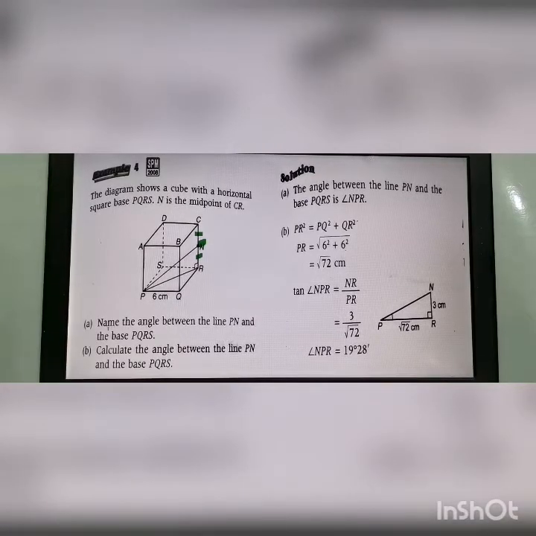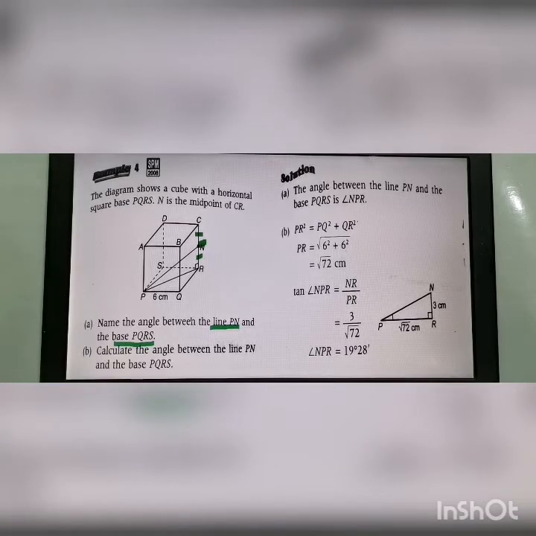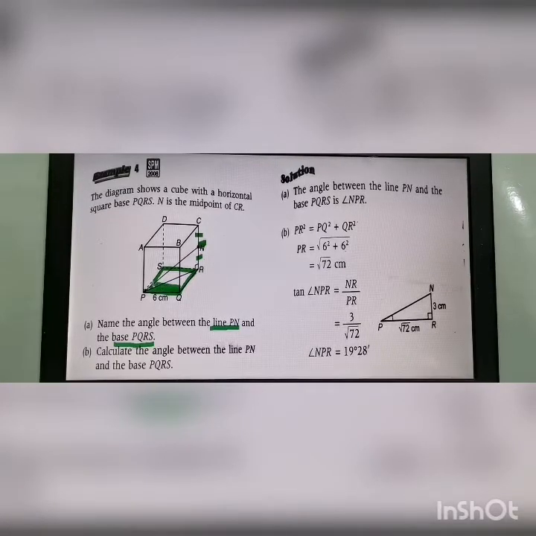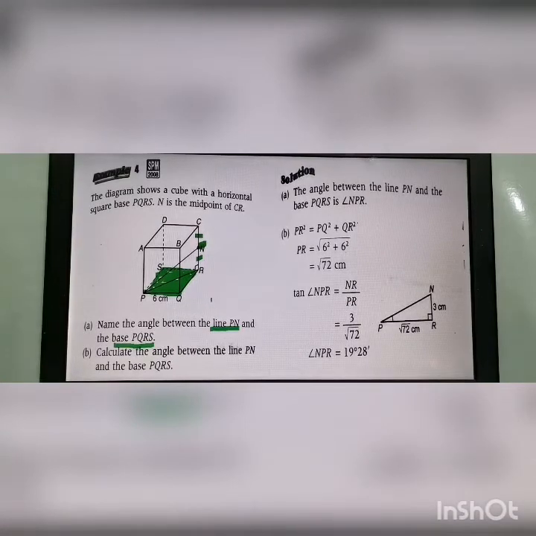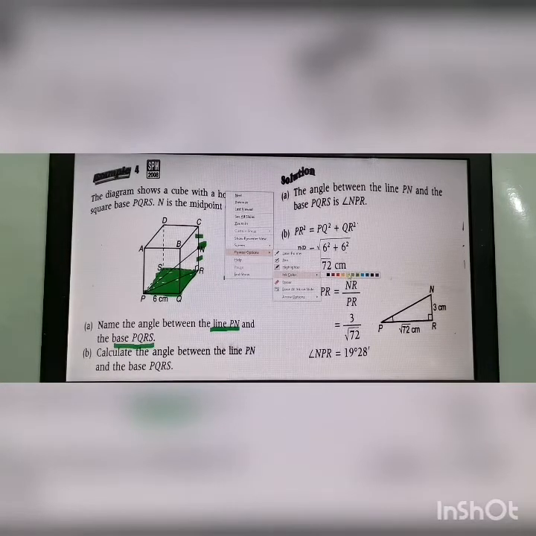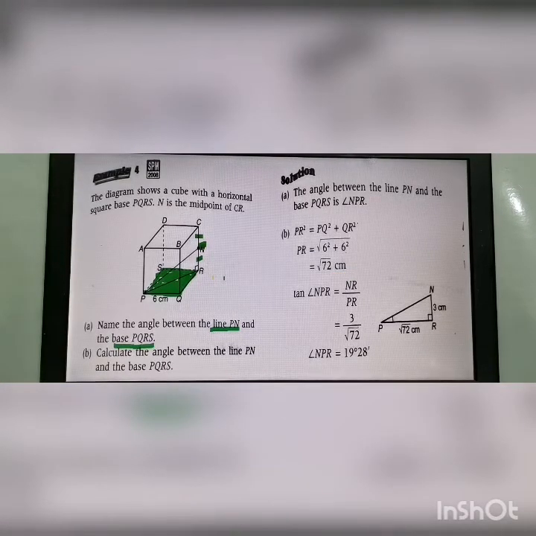All right, now they ask you to name the angle between line PN and the base of PQRS. Which one is the base of PQRS here? This is the base. Last lesson in lesson 1, you already learned how to find the angle with the base, right? Okay, this is the base, and then line PN. Which one is line PN? Oh, sorry, here is PN. This is the line of PN.